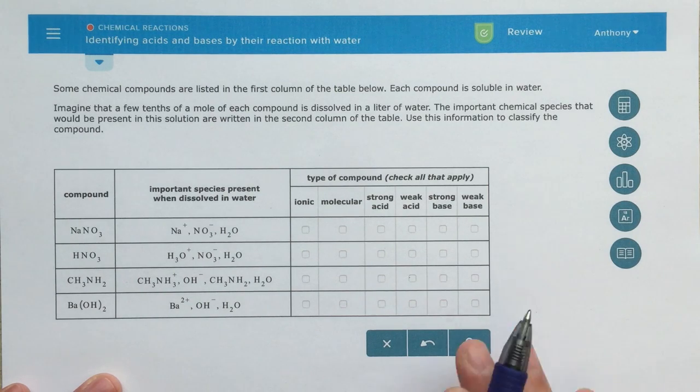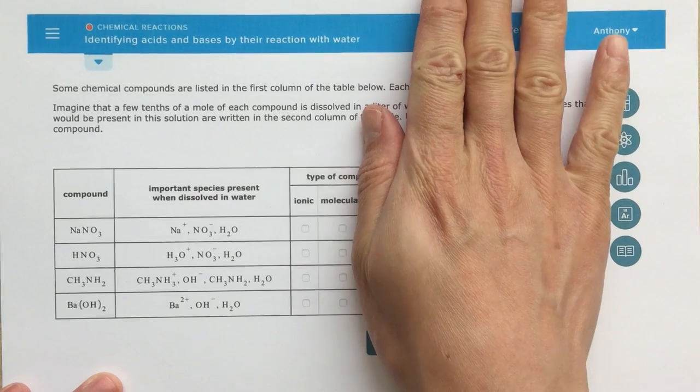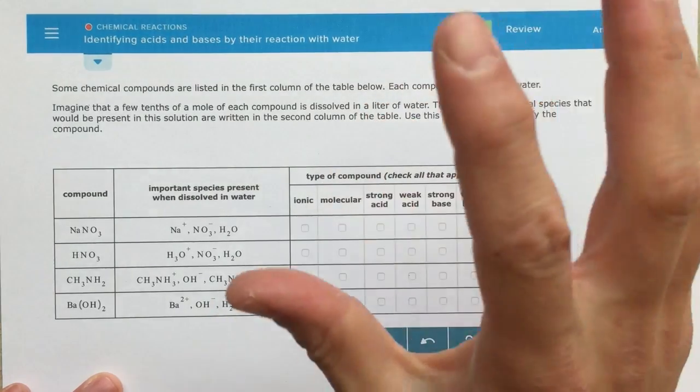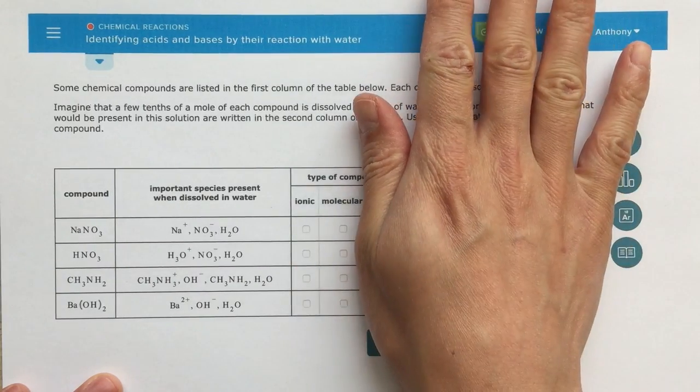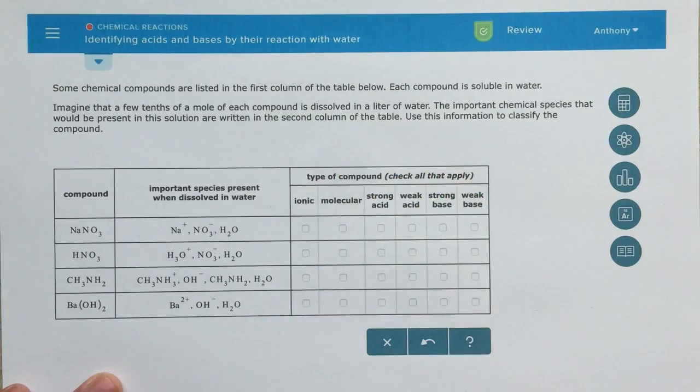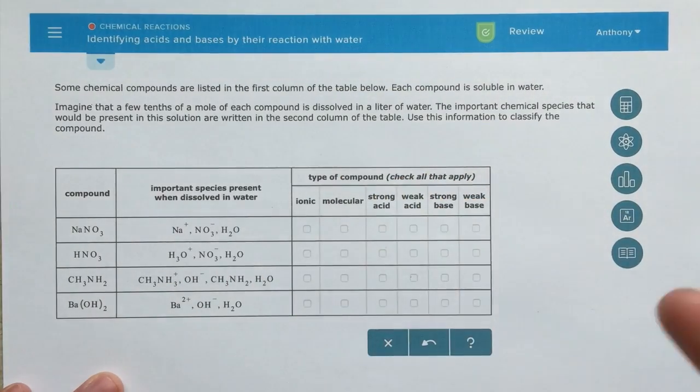So the first thing that I would encourage you guys to do is to ignore this column. Let's first do ionic or molecular. You might start confusing yourself once you get into this other part. So the first thing, just ignore everything else and just think about ionic or molecular based on all the stuff that we've talked about before.